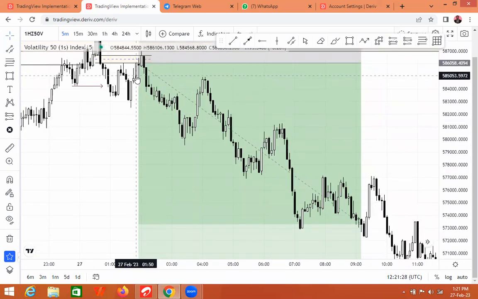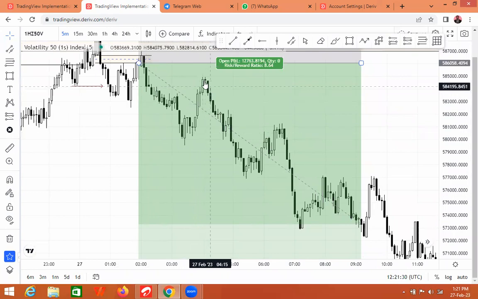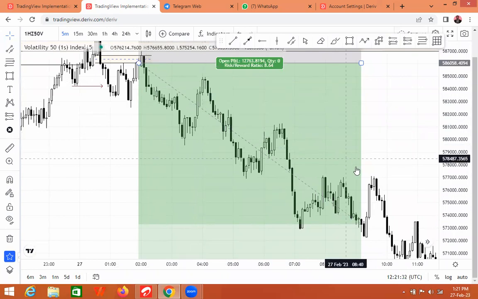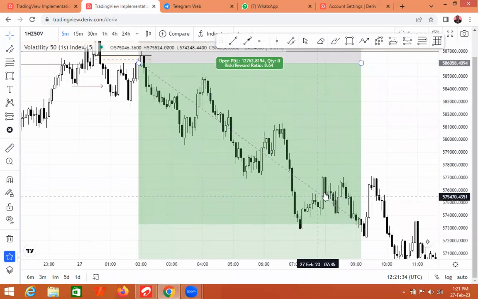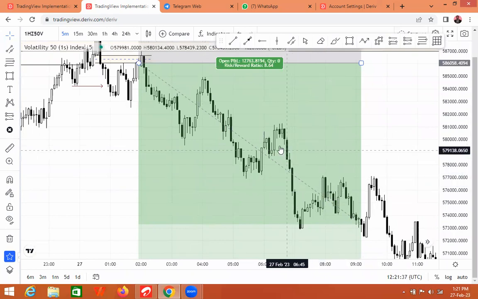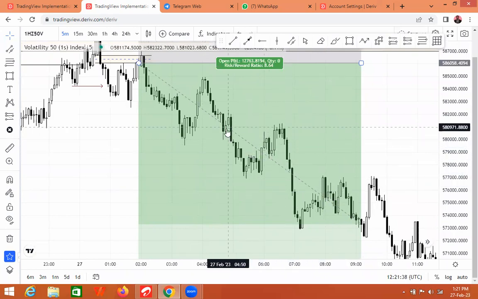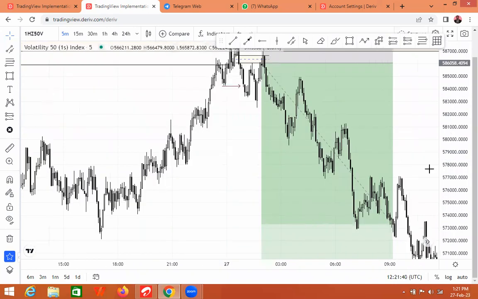He didn't give a second entry because there was an imbalance here. When I woke up, the price was already here. Price was super gone. There was nothing for me to do. At 6 o'clock, I went to church early in the morning. Price came back to this imbalance, and this is where we are currently.